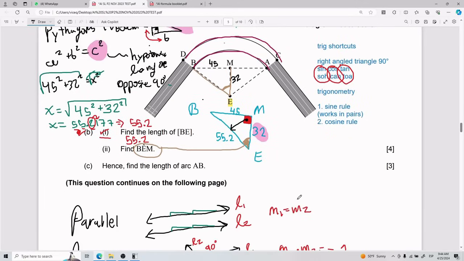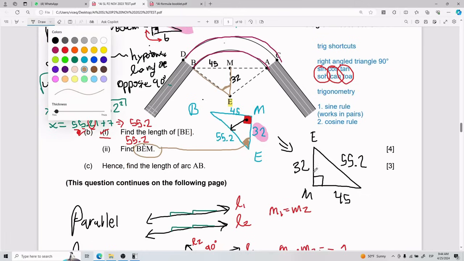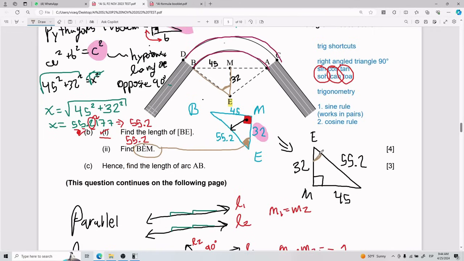So SOHCAHTOA, for example, you have a triangle like this. I'm actually going to redraw the triangle that we have. And so the triangle that we have, we said that this is M, this is E, this is 32. So it's the same, just flipped. This is 45, and this is 55.2. And we need to find this angle here. So I just redrew it to make it a little bit more friendly. This is the angle we're trying to find.